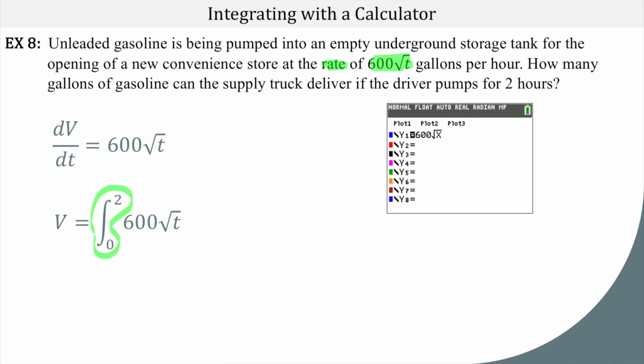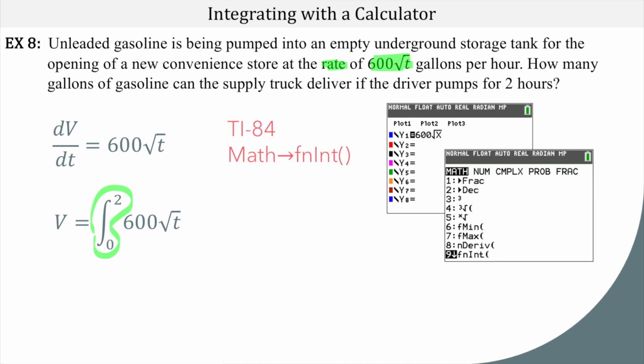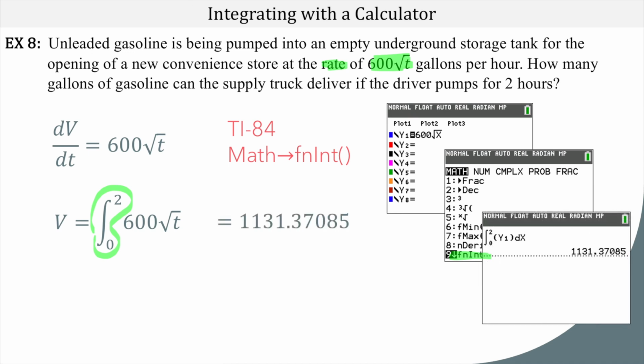So grab your calculator, go into the equation editor, the y equals, and plug in your rate. Then get out of that and hit Math 9. So see, it says function integration. And then let the calculator do the heavy lifting for you. You just have to plug in your bounds and bring in your y1, hit enter, and there we go. 1,131.37 gallons.